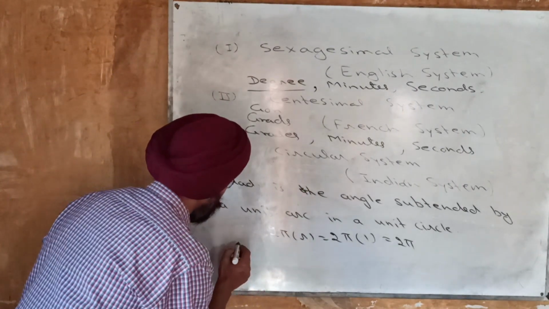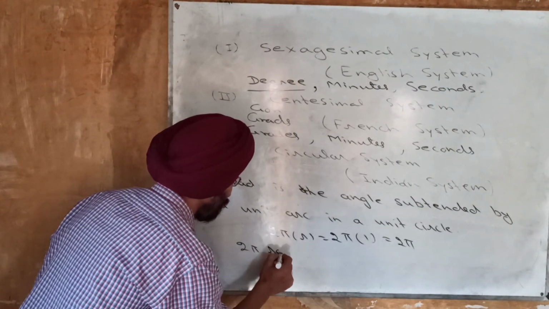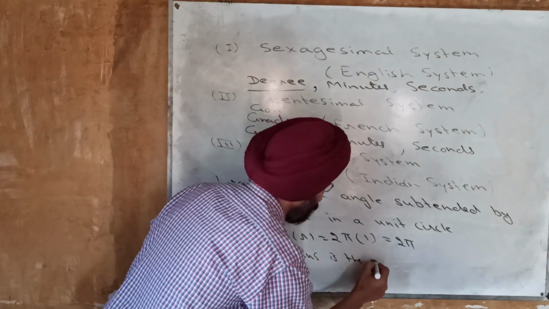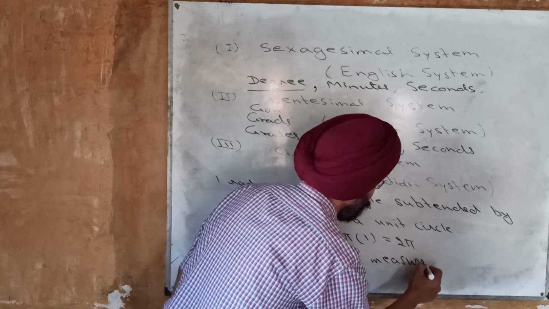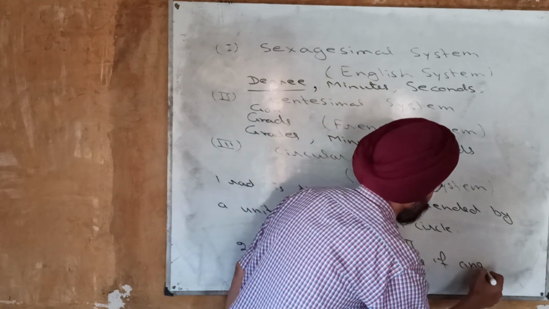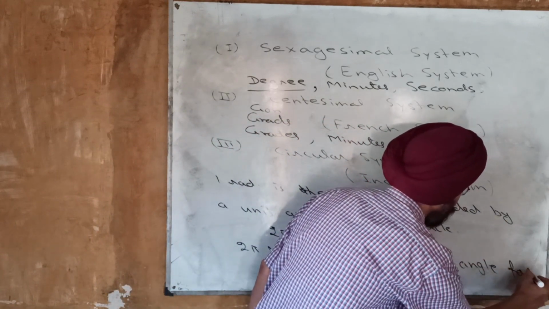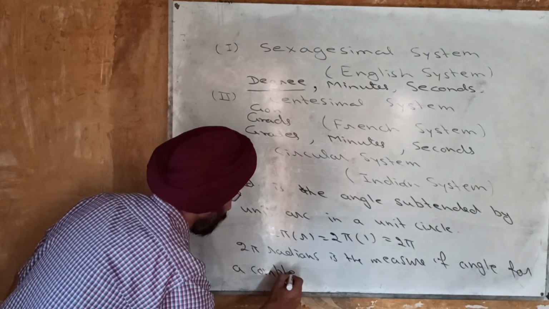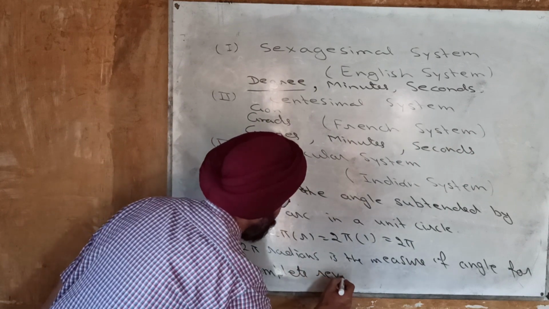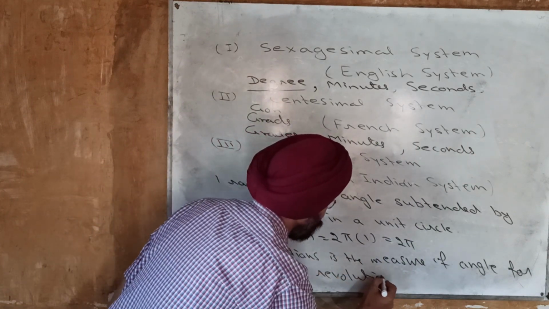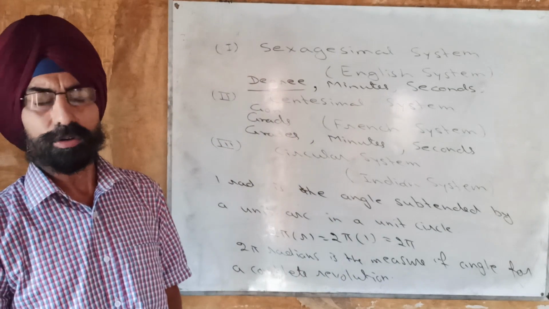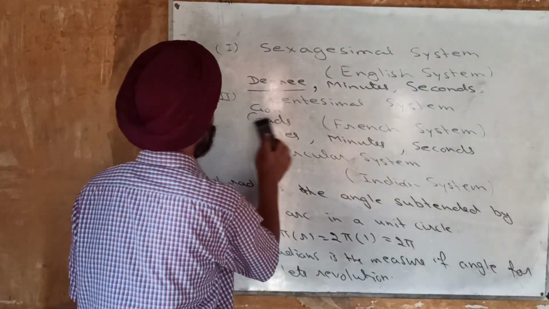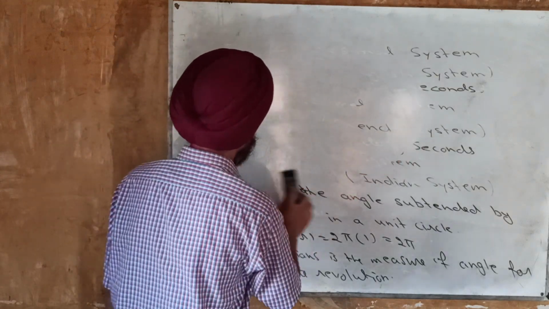So 2 pi radians is the measure of the angle for a complete revolution. Now, let us see these definitions the other way around, what it will tell.